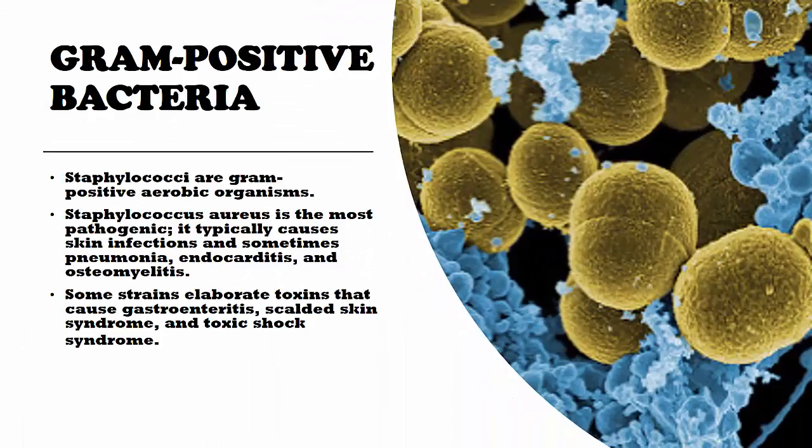Staphylococci are also gram-positive aerobic organisms. Staphylococcus aureus is the most pathogenic. It typically causes skin infections and sometimes pneumonia, endocarditis, and osteomyelitis. Some strains can even cause gastroenteritis, scalded skin syndrome, and toxic shock syndrome.